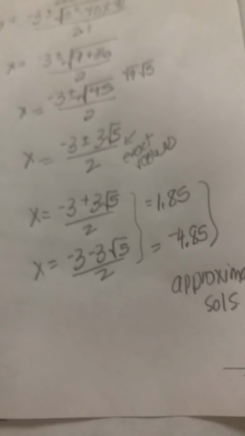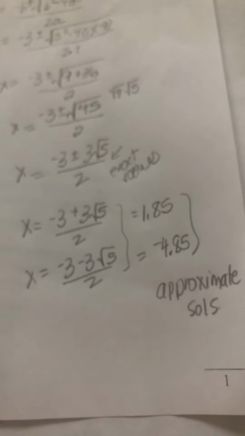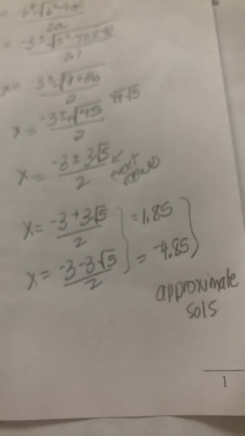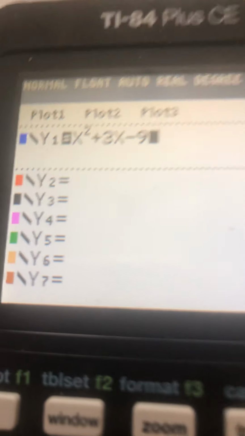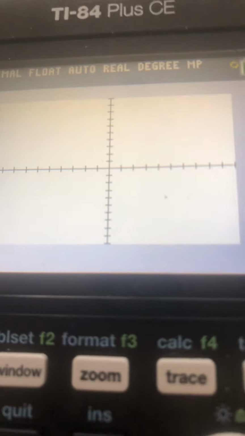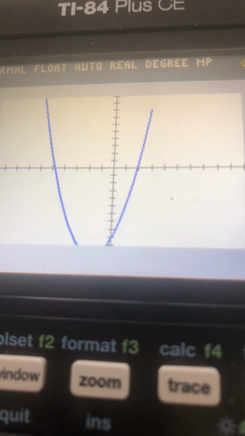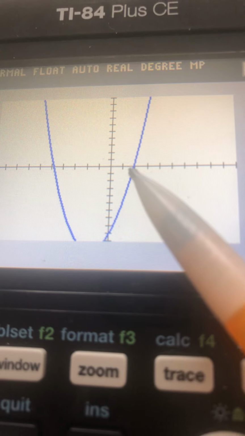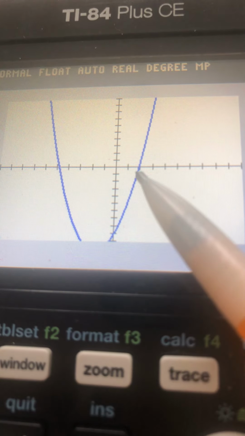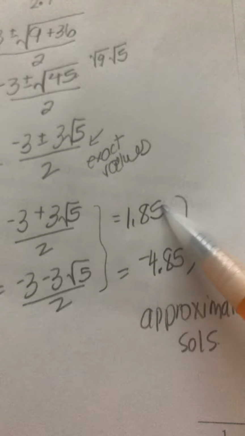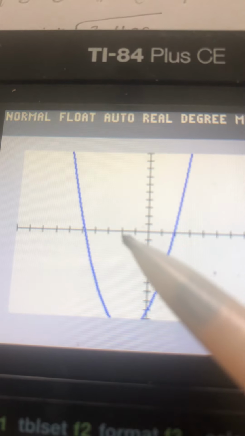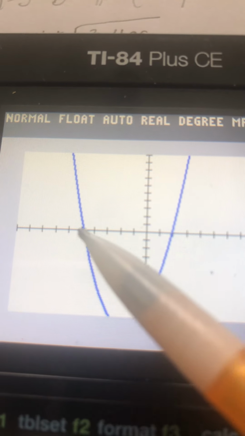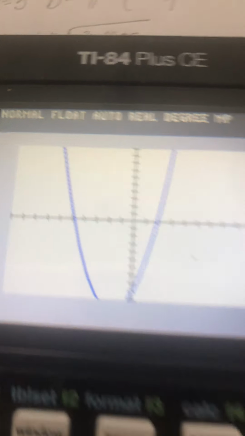Let's look at the calculator really quickly. Okay, so there's your quadratic. So let's see. So here's a solution that's not exactly at 2, but between 1 and 2. So there's that guy, okay? And then go back here. So between negative 4 and negative 5, but not exactly at negative 5. So there's that guy.